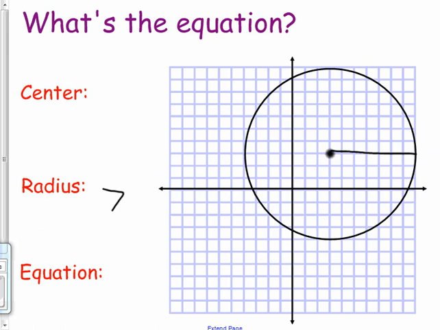The radius is 7. What would the center be? Can you tell from the back row? 3. So then what's the equation? Well, you have to have the x part. You have to have the y part. You have to have the radius part.